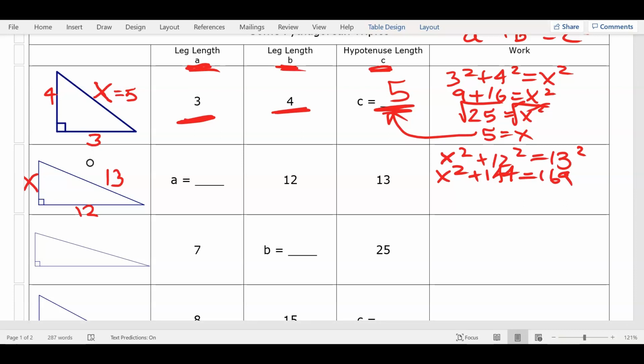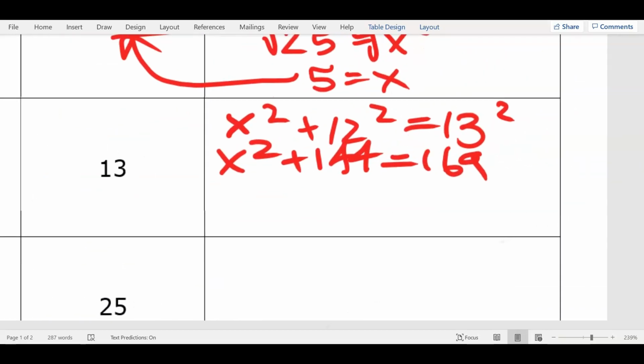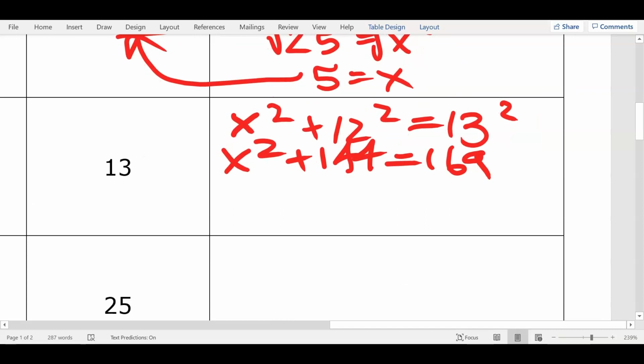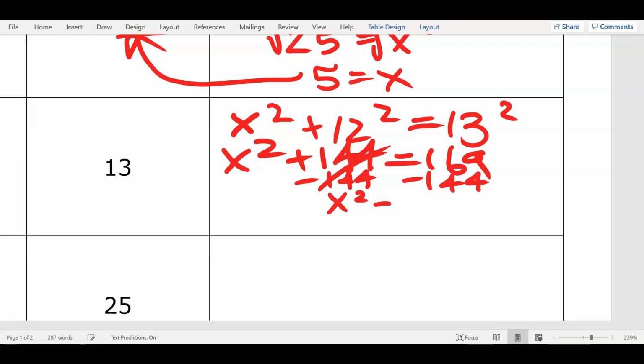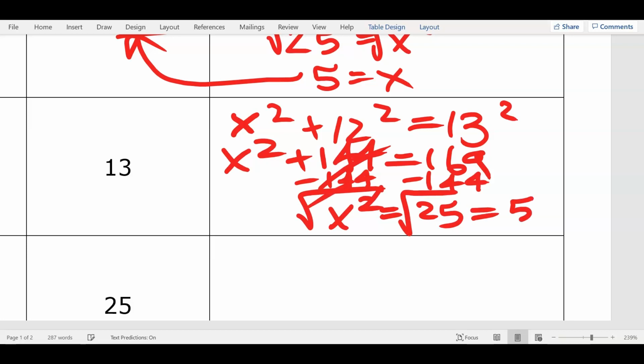Okay, and then we keep going to get x by itself. Does everyone see? Plus 144 has to go. Can't stay on the side with x. So you subtract 144. X squared equals 25. Last step, to get rid of a square, we square root. Okay, square root of 25. We already did this, is 5, right?